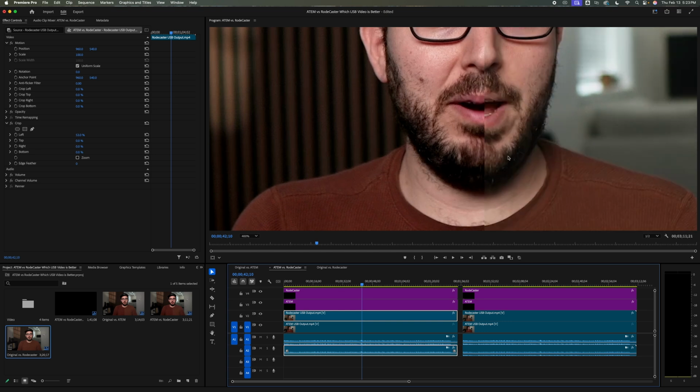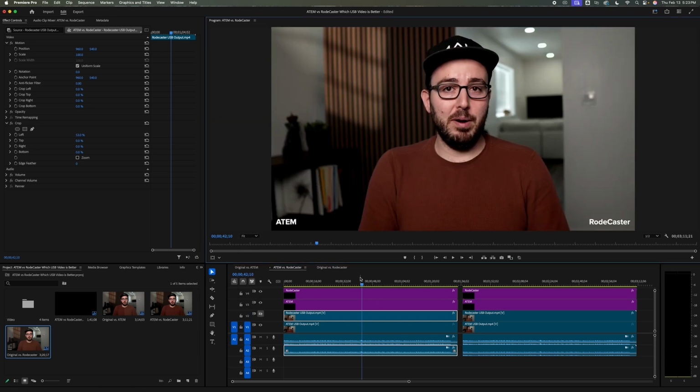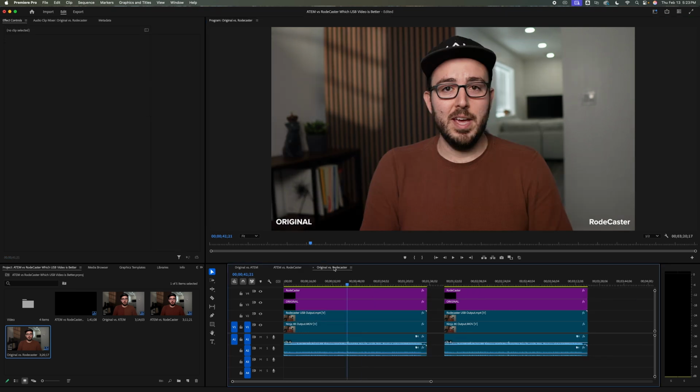We're going to lose this detail regardless when we zoom in this far, right? This is not a normal amount of zooming that we would do, but I'm just looking at this detail in the beard right here. And when I turn off the RodeCaster footage, it's all ATEM footage, that detail is totally gone, absolutely gone. Okay, so one more to show you all. Let me bring this back. Original versus RodeCaster. Drum roll, please.